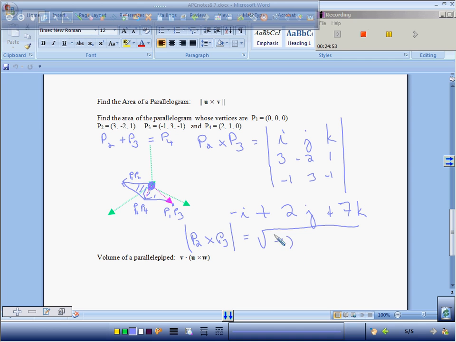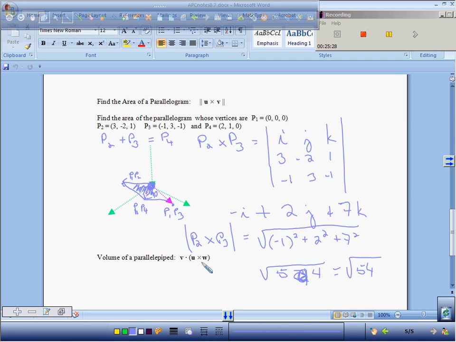So this is -1 squared plus 2 squared plus 7 squared. And that's equal to the square root of 53. And that's 49 plus 4. No, 54. Rob made a mistake. Is that the first mistake you've ever made? No? Okay, so that's the square root of 54. And that's the area of this parallelogram right there.